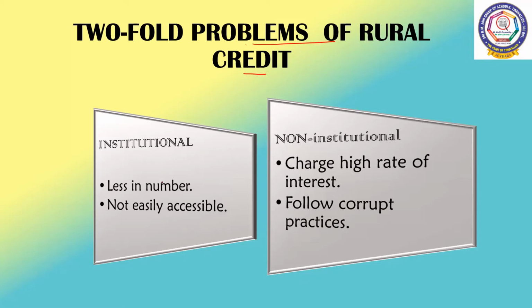Institutional sources of credit are less in number in the rural areas and they are not easily accessible, whereas non-institutional sources of credit are more in number, but they charge a high rate of interest. They exploit the farmers. This would lead even to a debt trap. They also follow corrupt practices.